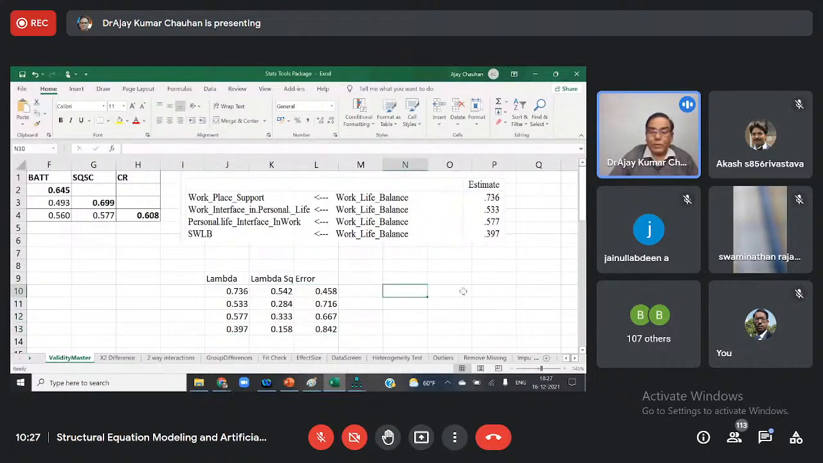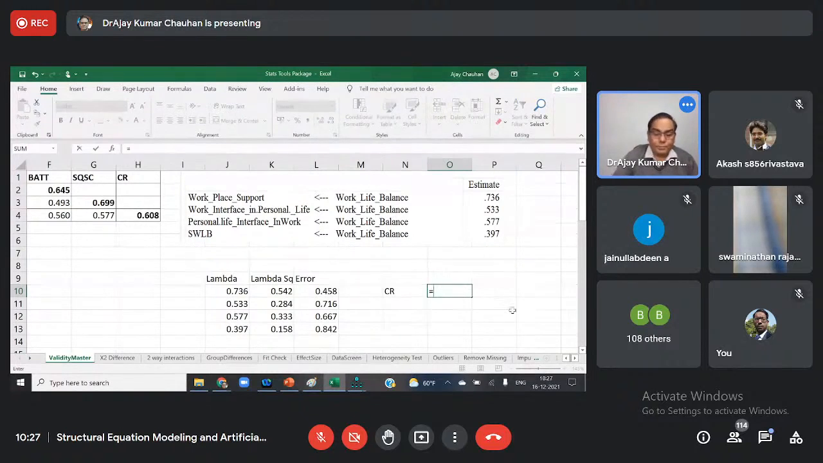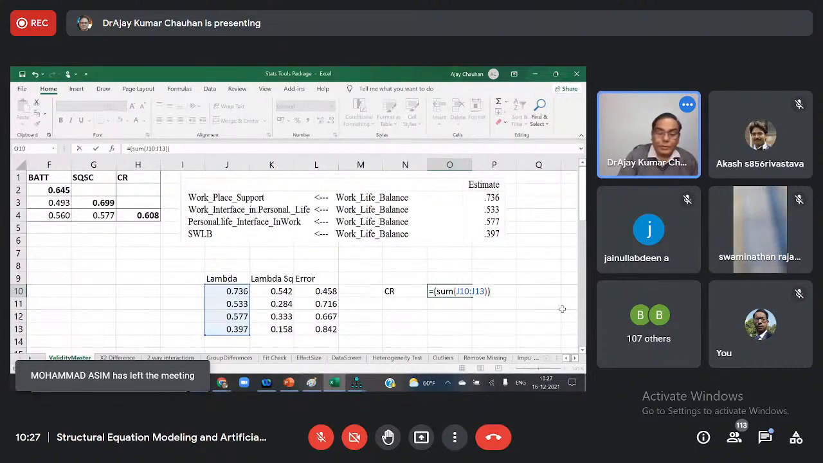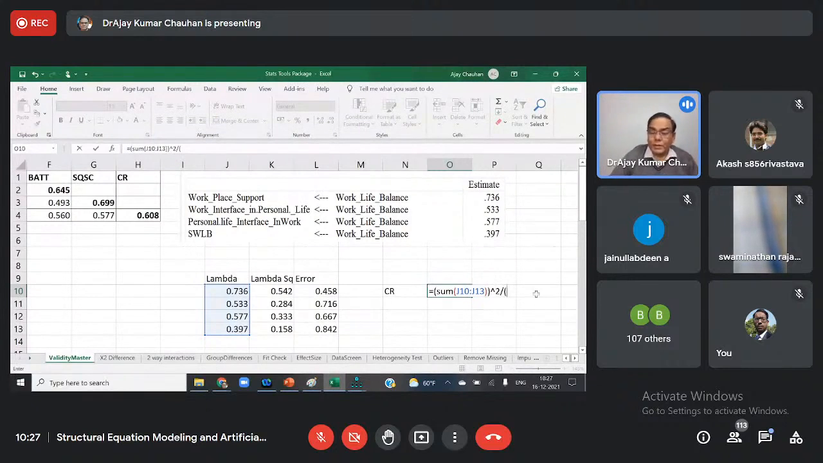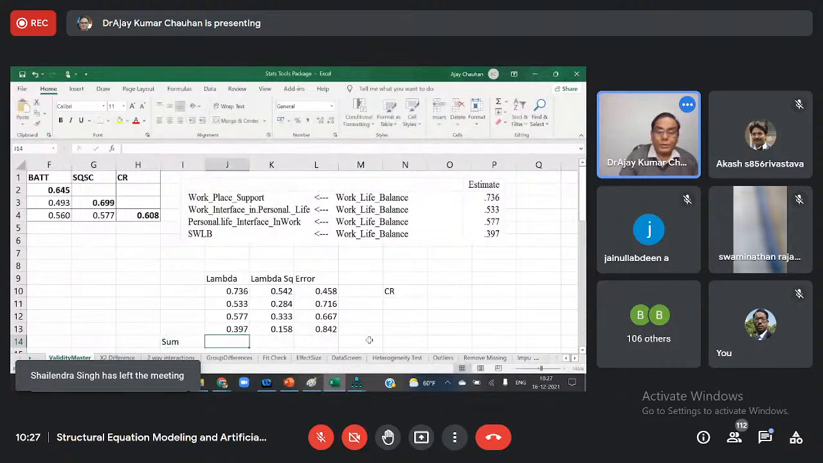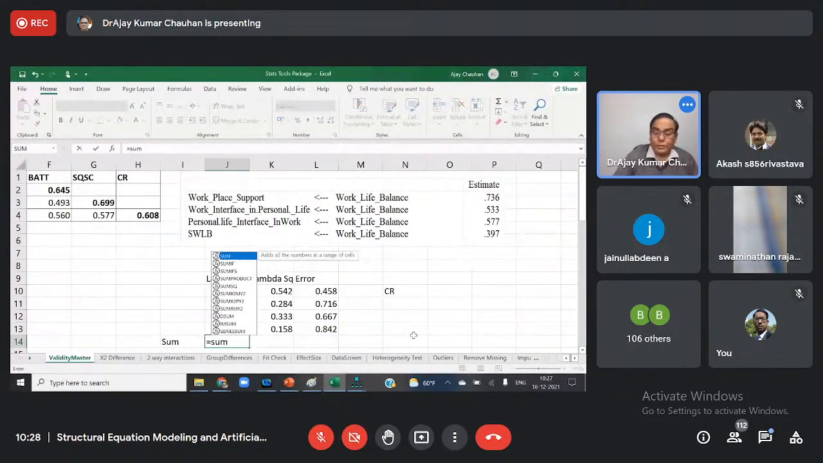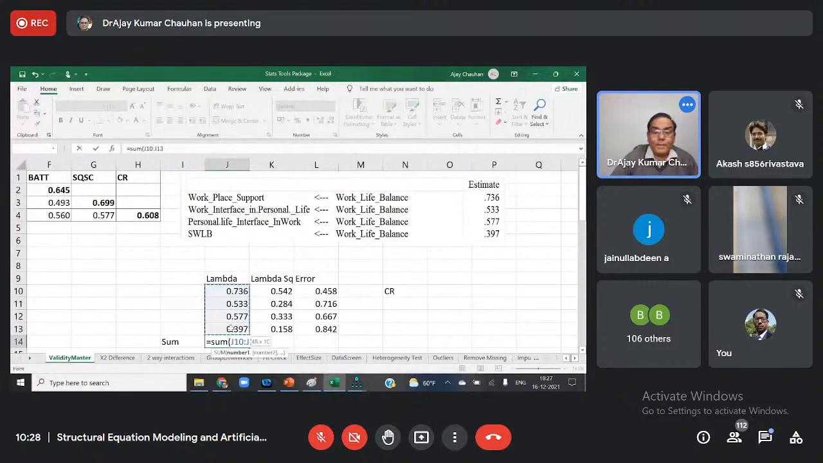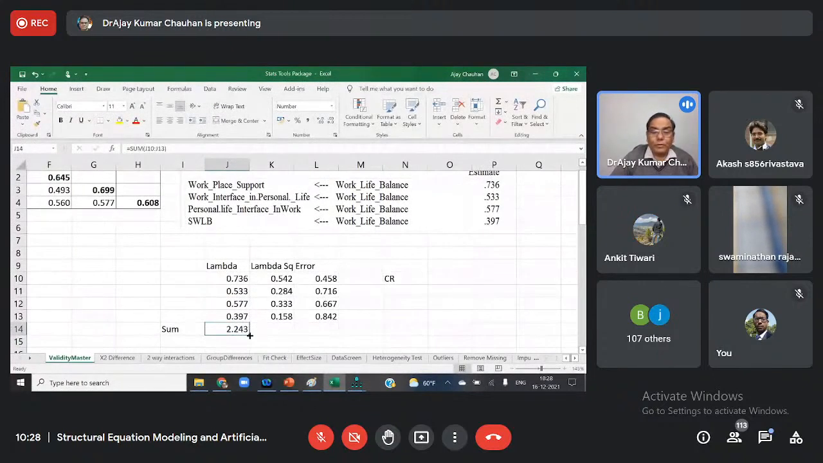And from these values, I can calculate each and everything. Now I calculate the CR. CR is equal to the sum of all these values, then we have to put square divided by, and then okay, rather than doing a long calculation, first of all, let's take the sum of these values. We can take the sum of all.